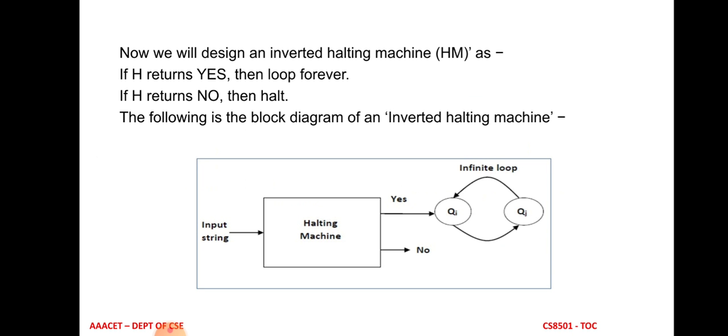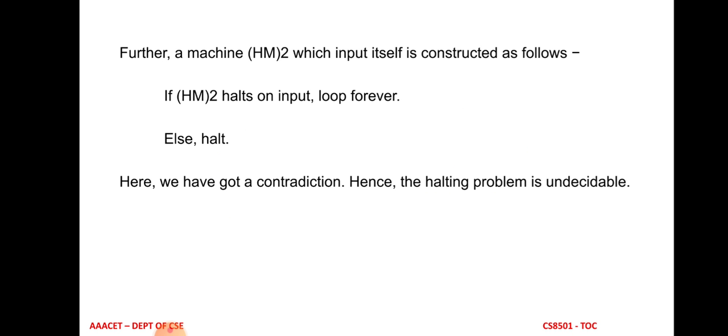If the halting machine returns no, then it goes to the infinite loop forever. So this is the inverted halting machine, which means it is a reverse process of the normal halting machine. Further, we have to form another Turing machine HM2, whose input itself is constructed as follows. Here also, if the Turing machine halts on input, which means if the Turing machine returns yes, then it goes to the infinite loop forever, otherwise it halts its operation, right?